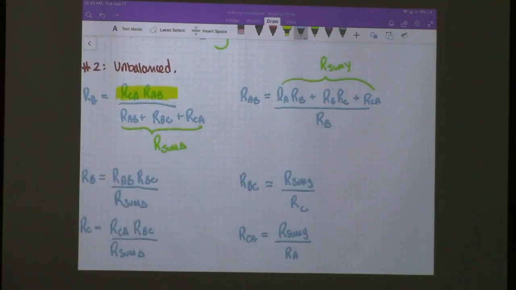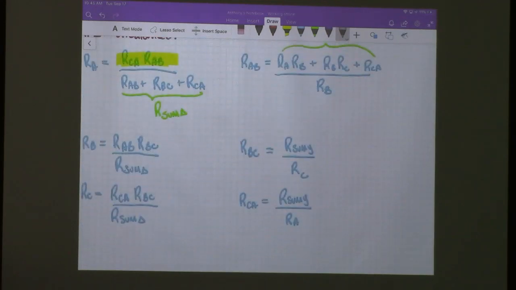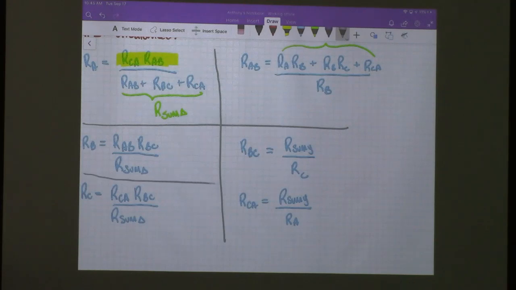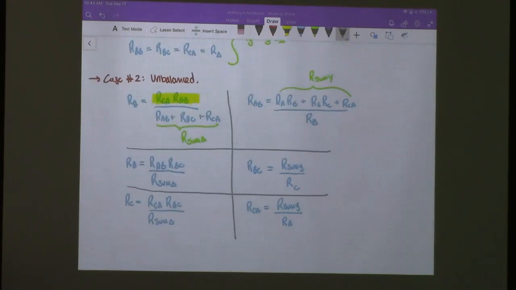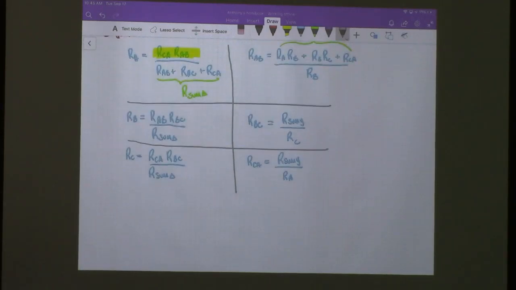So that table gives us all the different unbalanced conversions. Obviously on this side you have the Y to delta, and then on this side you have the delta to Y. All right? So we'll go ahead and stop there.